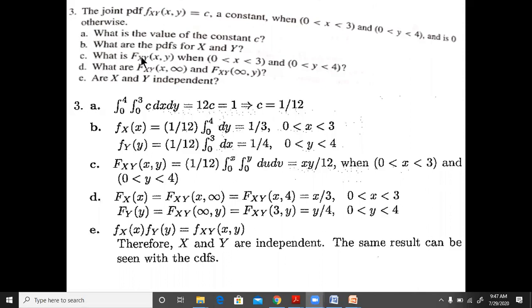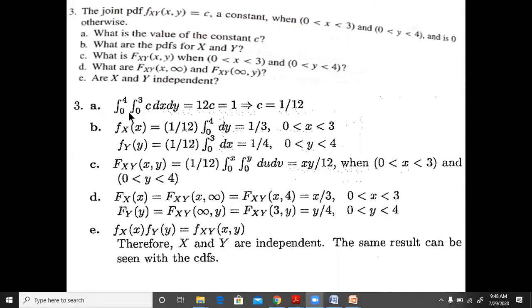Then the third one is what is F of x, y when 0 is less than x less than 3 and 0 is less than y less than 4. So this is the cumulative distribution function. For that, again, we should integrate this with a double integral, only that now the upper limits are x and y. Here it is written du dy. You can write du dy or dx dy, it does not matter. Limits are 0 to x and 0 to y.